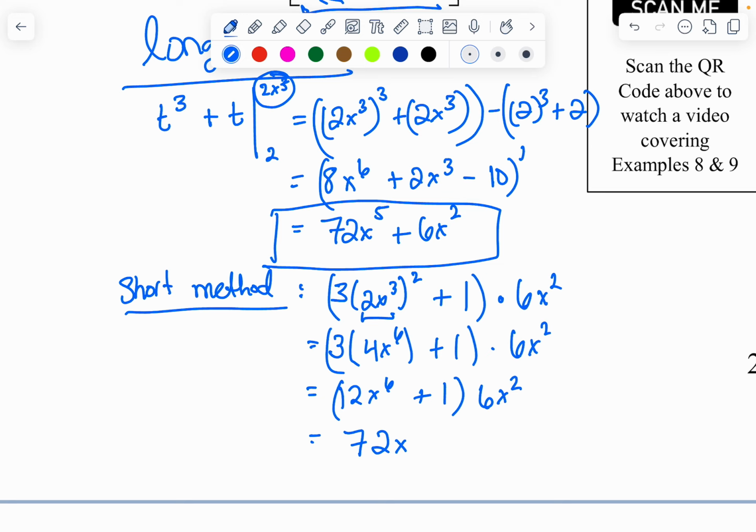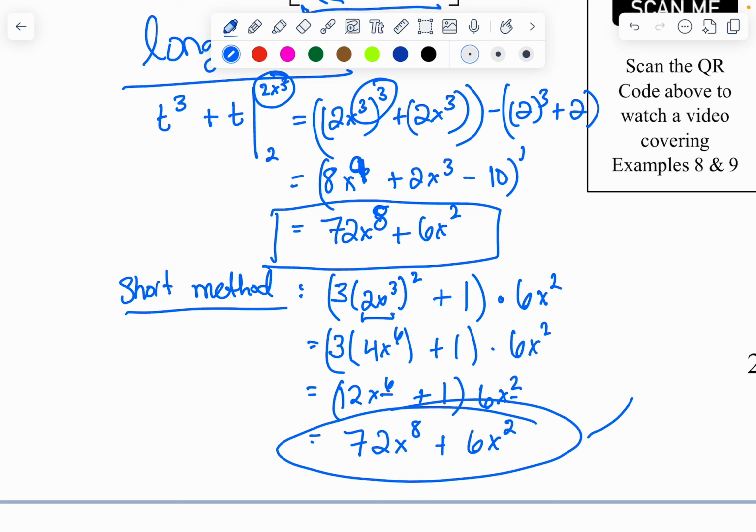What did I do wrong here? 2x cubed. Oh, I did something wrong right there, right? Because 2x cubed is not 8x to the 6th. It's 8x to the 9th because that's a power to a power. So here we end up with 9, and then once we derive it, we have 72x to the 8th. Now that makes sense. And that's why this is going to be 72x to the 8th plus 6x squared.